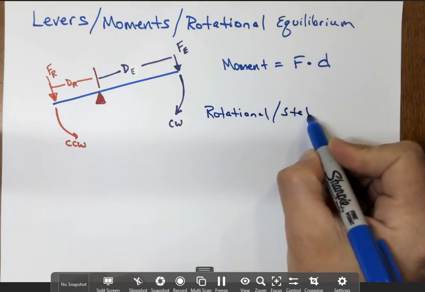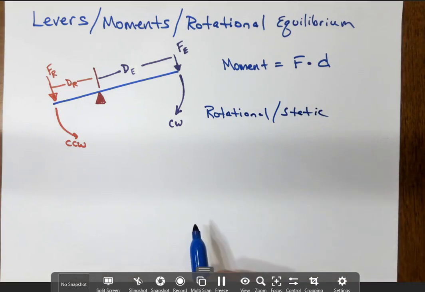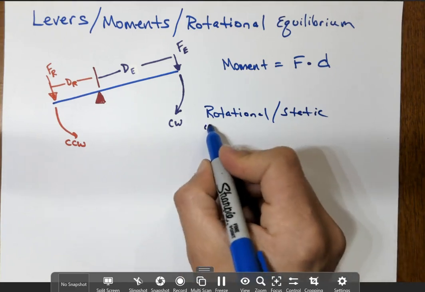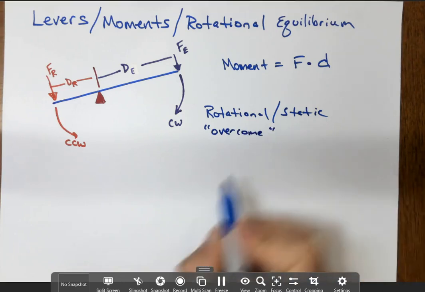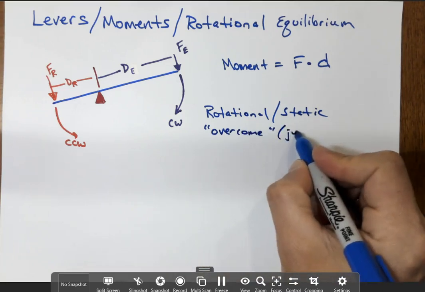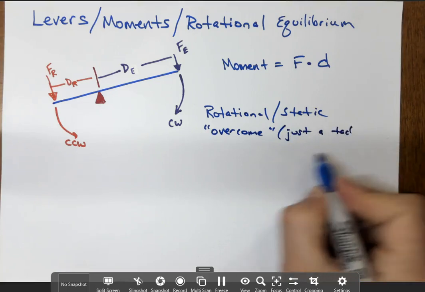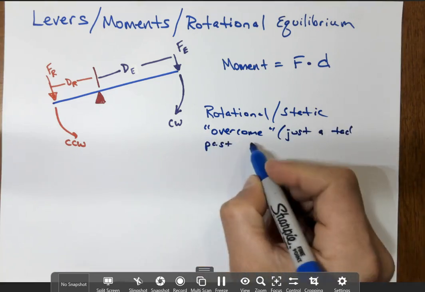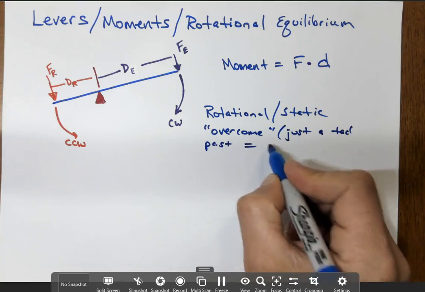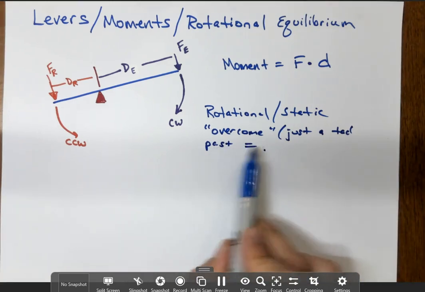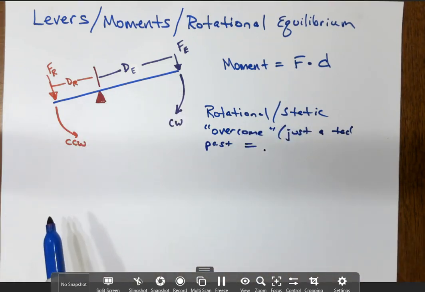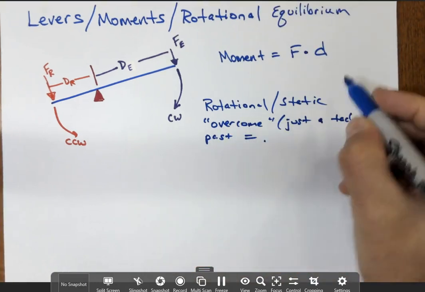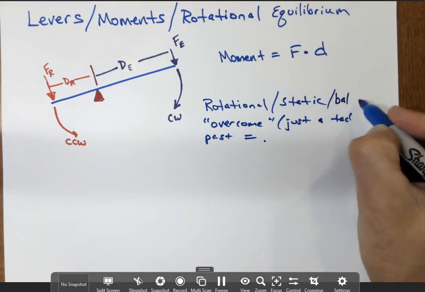And so rotational equilibrium or static equilibrium, if they use those words, or they talk about in a word problem how much to overcome. So if we ever say overcome, think to overcome is just a tad past equal. You know, what's not to overcome would be when we're static, when we're not rotating. Okay, another word maybe to use here in layman's terms would be balanced.